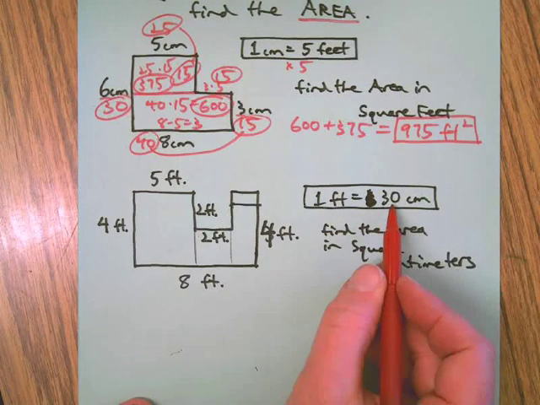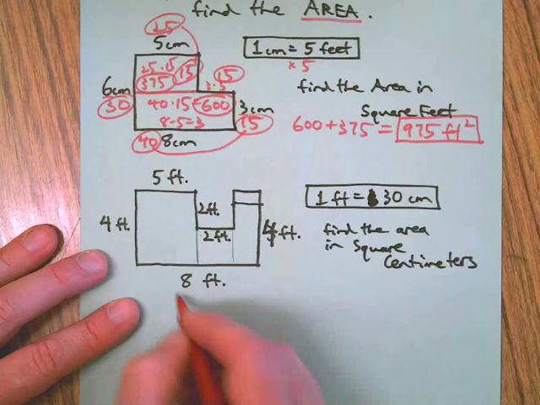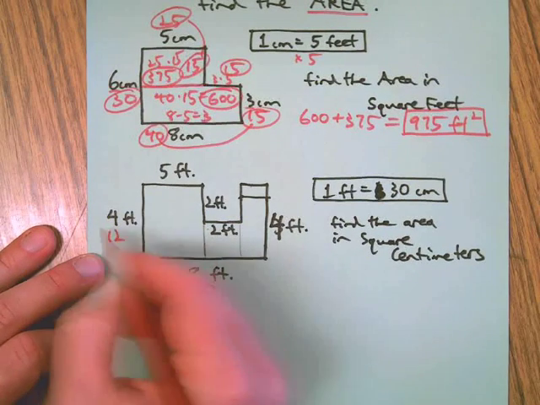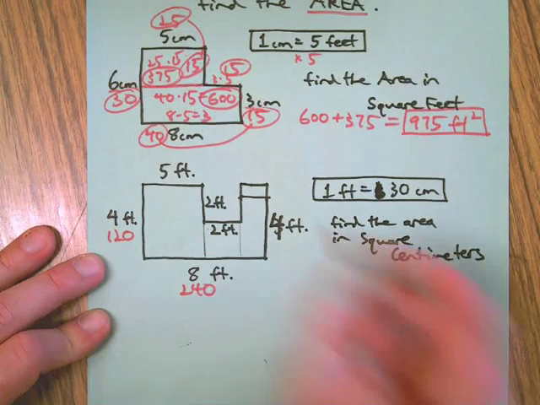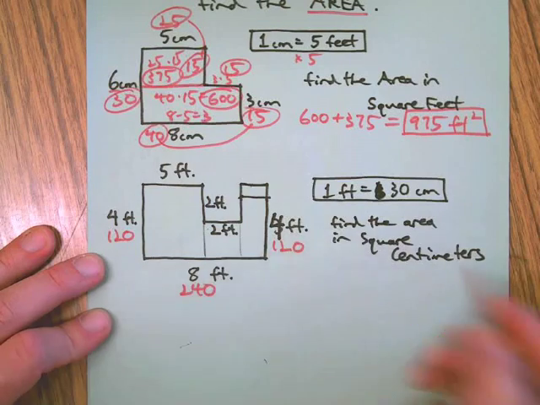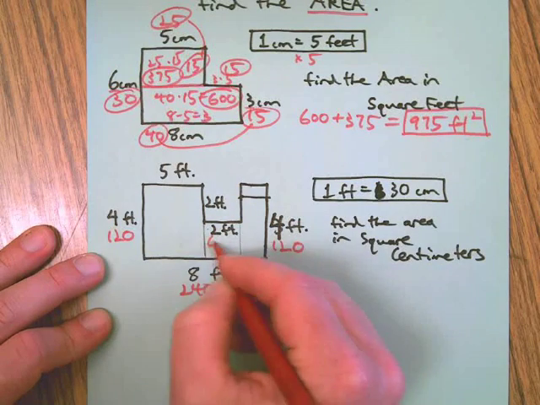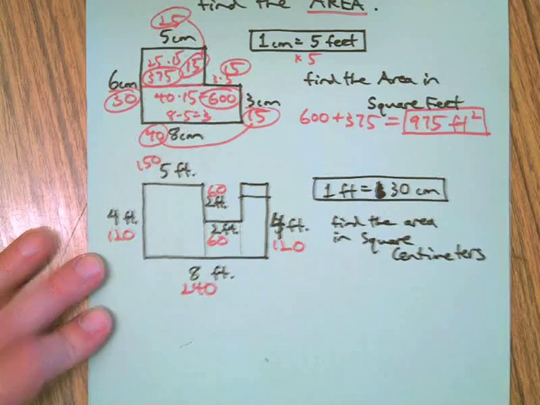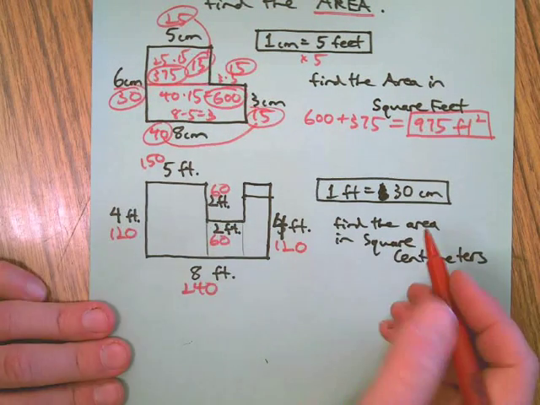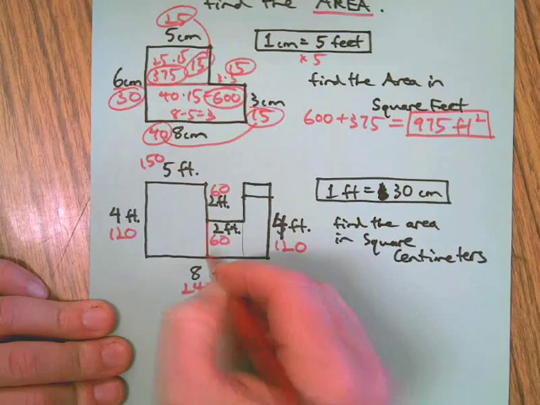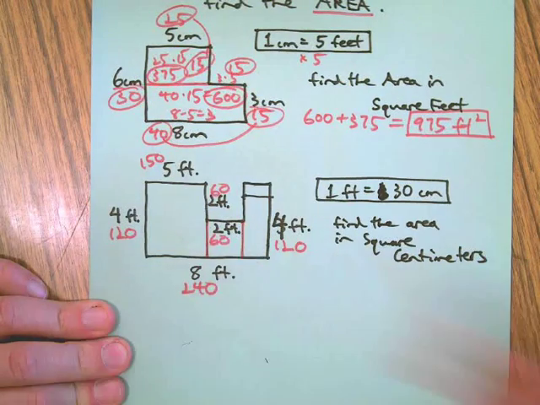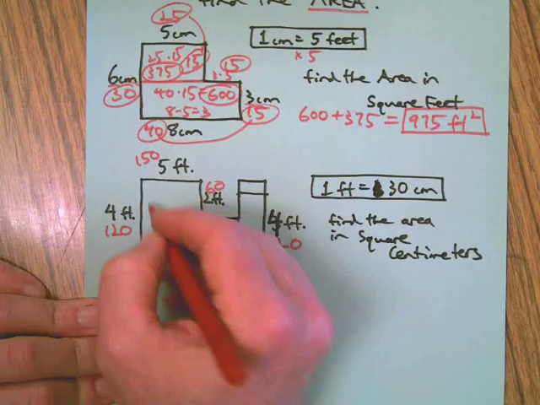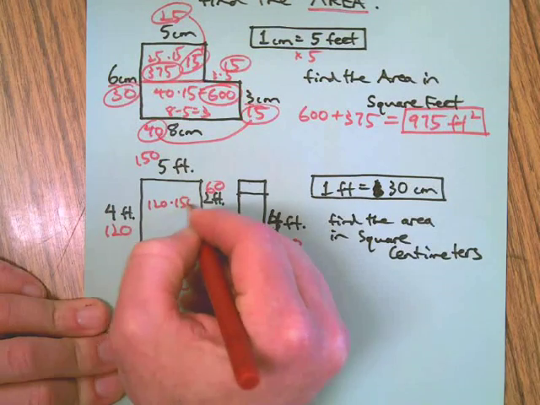Next, 1 foot equals 30 centimeters, so I'm going to go times 30, which just means times 3, and then add a 0 if you don't like times 30. Times 3, add a 0, 60, 150. I'm going to break this into 3 pieces here. Right there. And right there. You could break it into other types of pieces. But here I go. 120 times 150 is going to fill that spot.